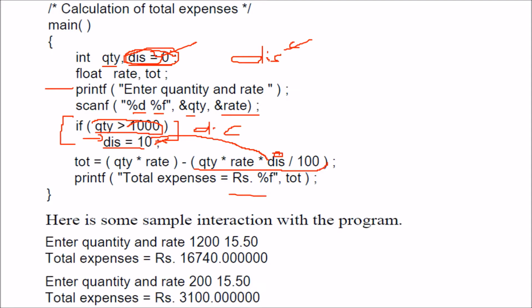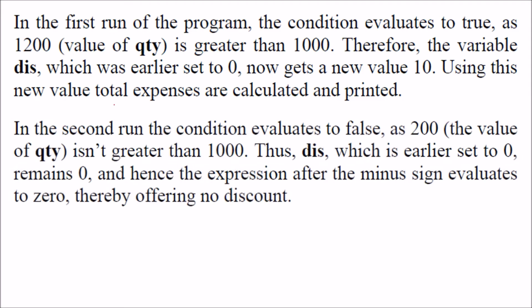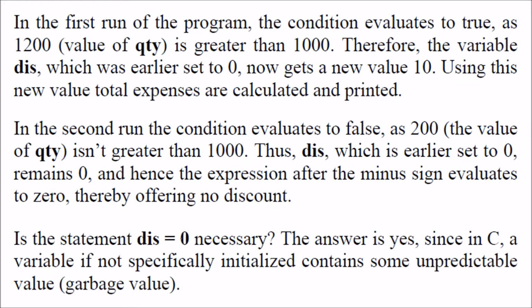See, these are the results. 1200 means the quantity is greater than 1000, so you get a discount. If the quantity is less than 1000, that is, 200 is the quantity, you don't get a discount. Actually, discount will be 0 as you initialized here. So this is how this program runs, and as I just said, this equal to 0 is quite necessary. This is the core of the decision in this program.